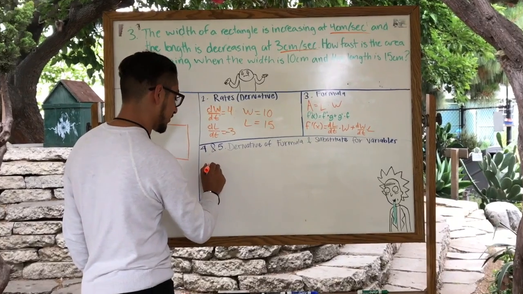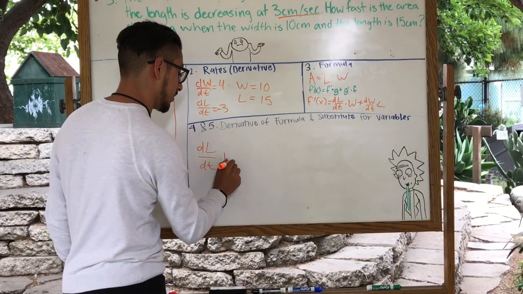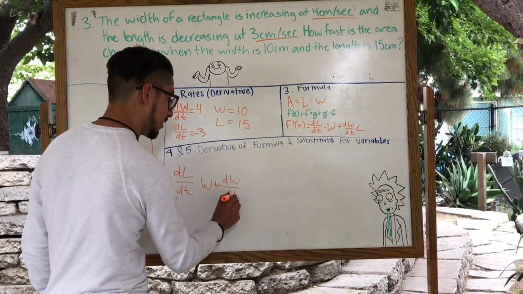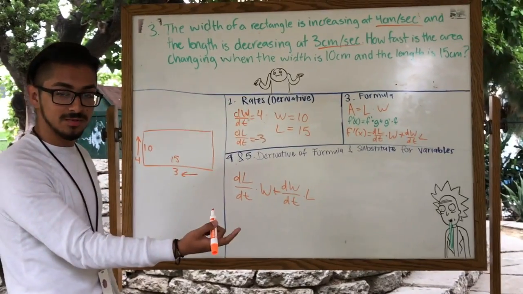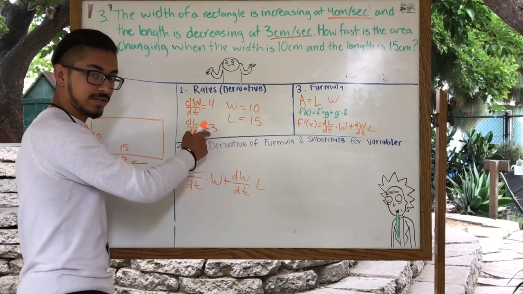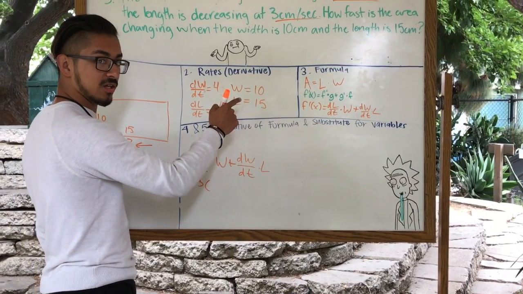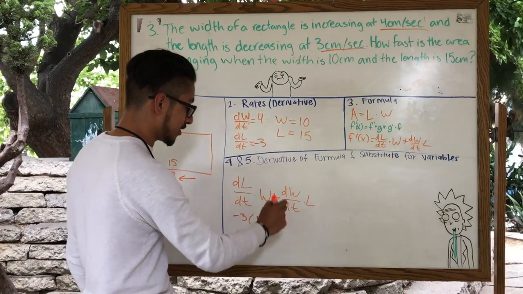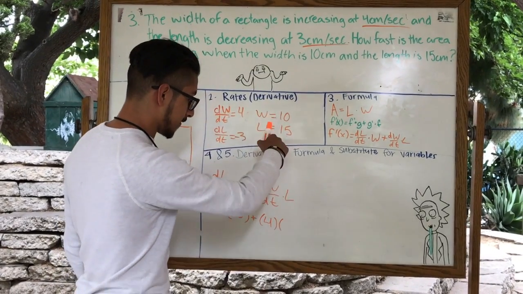So let's write that down here. We have dl/dt times w plus dw/dt times L. So now from here we just plug in values and then we do basic algebra. So dl/dt is negative 3. So we plug in negative 3 times 10 plus dw/dt, which is 4, times 15, which is length.